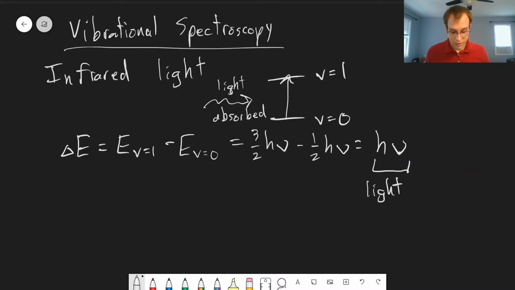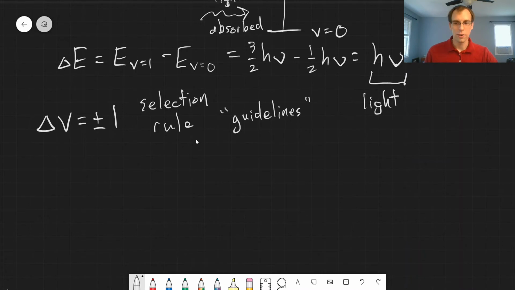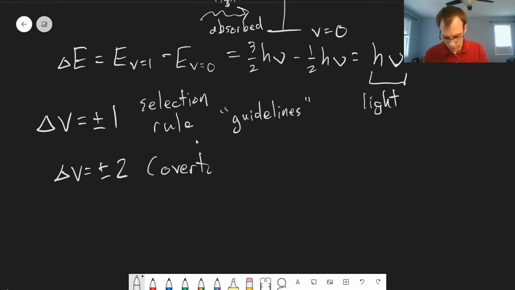And so the transitions that we see are where we have changes of V of plus or minus 1. Now, this is what's known as a selection rule. And according to the symmetry of the system, these are the only possible transitions that we can see. Now, I would say this is more like guidelines than rules. Because we don't have an actual harmonic oscillator when we're looking at real molecules, we do see other transitions as well. And so you can also see delta V equals plus or minus 2, or even higher than that. And these are known as overtone transitions.